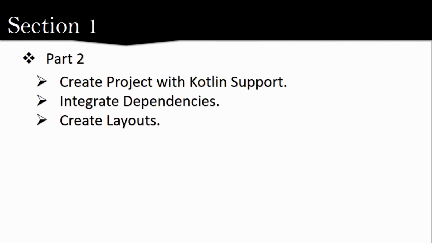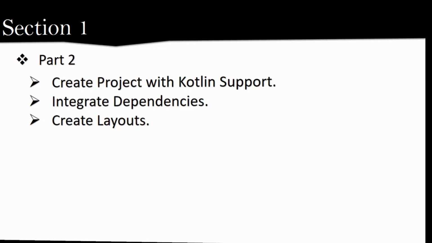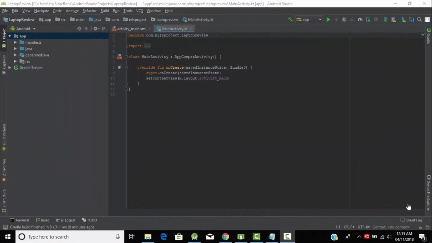So, we are in part 2 of section 1 of our course. In this tutorial, we will learn how to create a project with Kotlin support, and then we will integrate some important dependencies into our project. And finally, at the end of this tutorial, we will create all the layouts that will be required while creating our project. So head back to Android Studio.